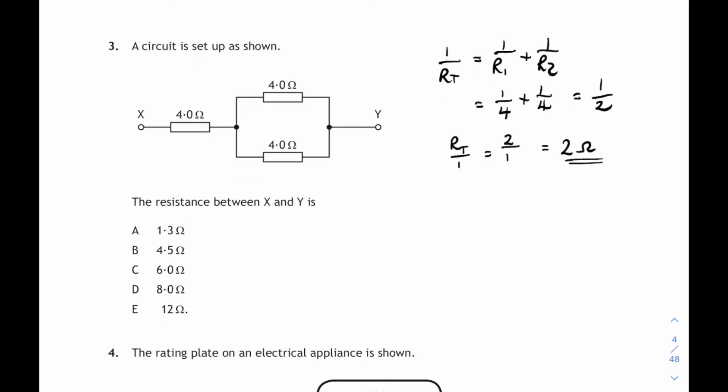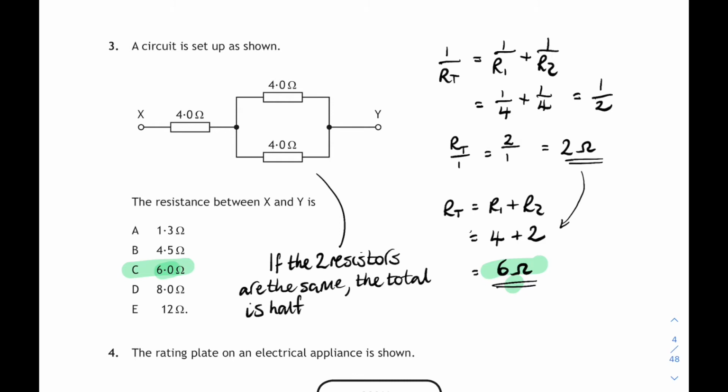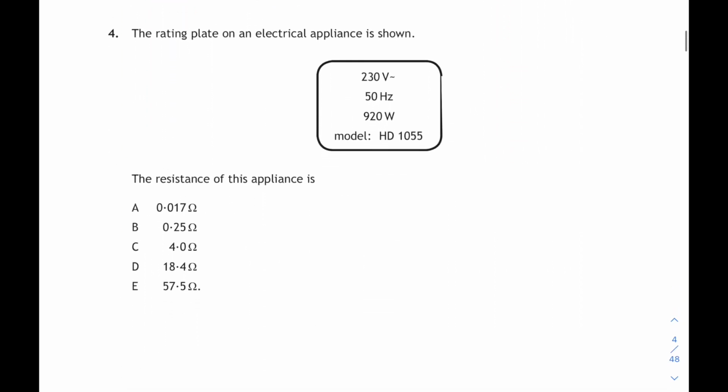And then we have to add that to the 4 ohm that it's in series with. There's your relationship for adding series resistors. That's 4 ohms plus the 2 that we've just worked out. Gives us a total resistance of 6 ohms. Now, that's answer C. And probably very few folk would do it that way. There's a wee trick you can use here for the parallel bit. If the two resistors are the same, then the total is half of one of them. So the parallel bit's got a total of 2 ohms. 2 plus 4 is your 6. That's question 3.